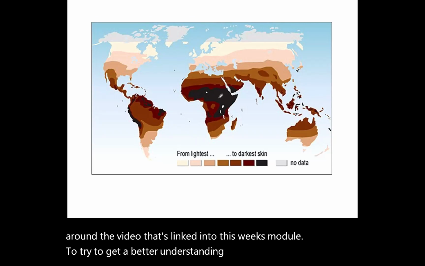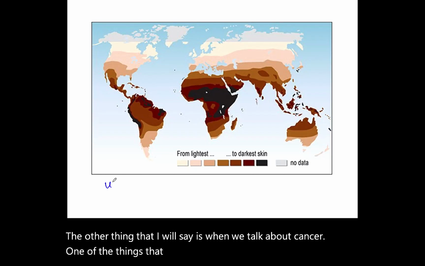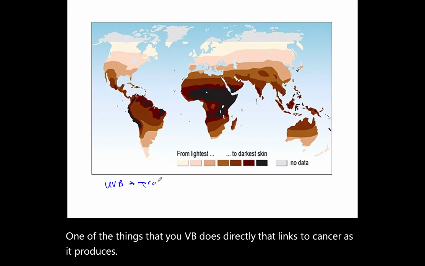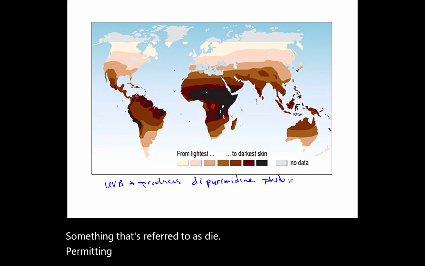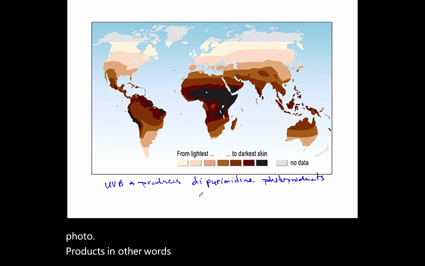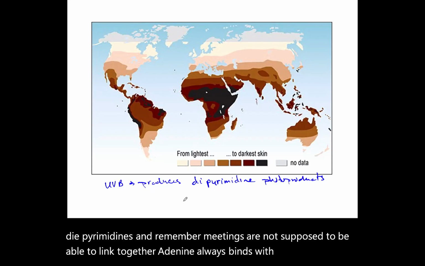All right. The other thing that I will say is when we talk about cancer, one of the things that UVB does directly that links to cancer is it produces something that's referred to as dipyrimidine photoproducts. In other words, through the use of light, we create these dipyrimidines. And remember, pyrimidines are not supposed to be able to link together. Adenine always binds with thymine. Guanine always binds with cytosine.